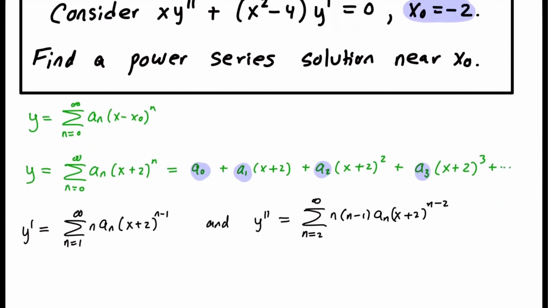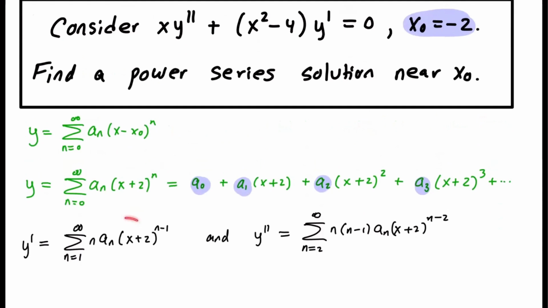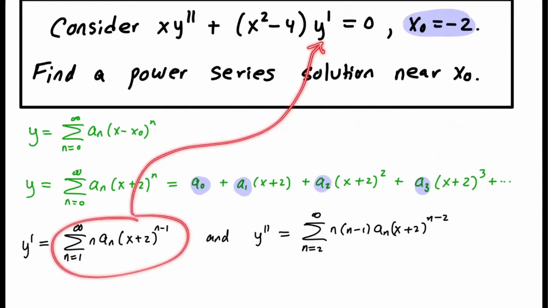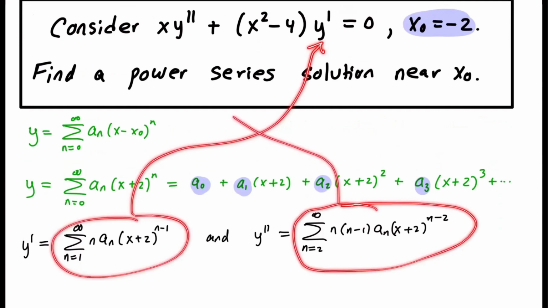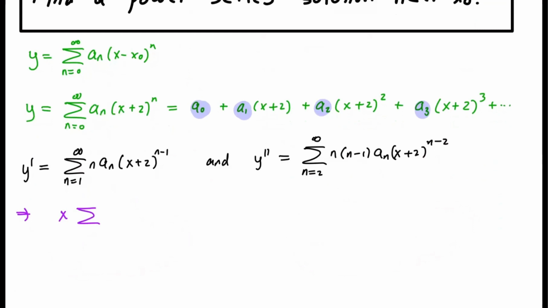We will have our x times y double prime. When you substitute these expressions, we're going to substitute these infinite sums. This is the first derivative right here, and this is the second derivative. We're going to sub that in right here. So let's check out how it looks. Our differential equation will look like x times y double prime, which will be the sum starting from n equals 2 to infinity of n times n minus 1, a sub n, (x + 2) to the power of n minus 2. So that's the first term.